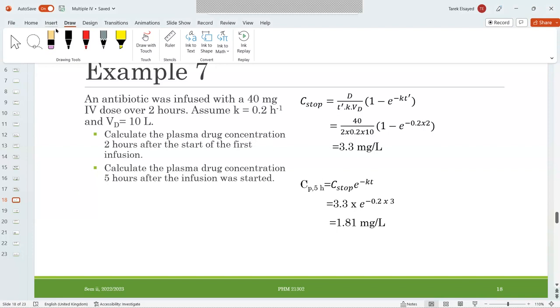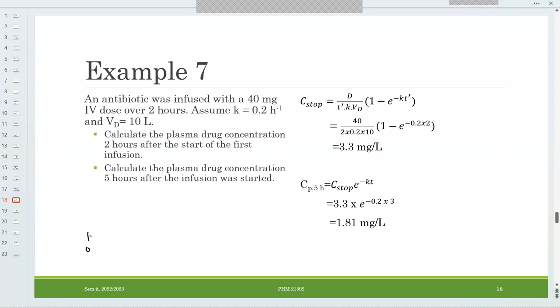We mentioned that we started the infusion at time 0. The infusion is over 2 hours. So by 2 hours the infusion stopped, and then he wants us to calculate this level, C stop, since it is at the time the infusion was stopped, 2 hours after the start of the first infusion, and then calculate the plasma drug concentration 5 hours after the infusion was started. So if we calculate it from C stop, what's the time between them? From 2 to 5 is 3 hours.